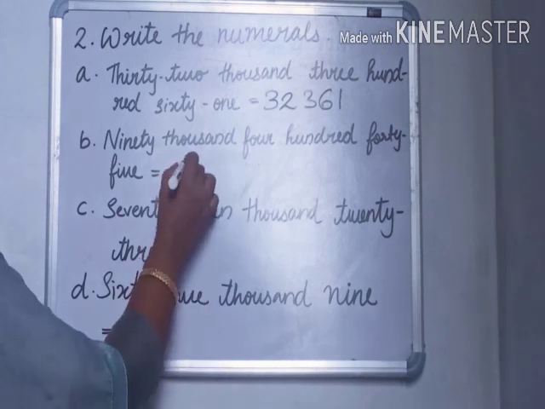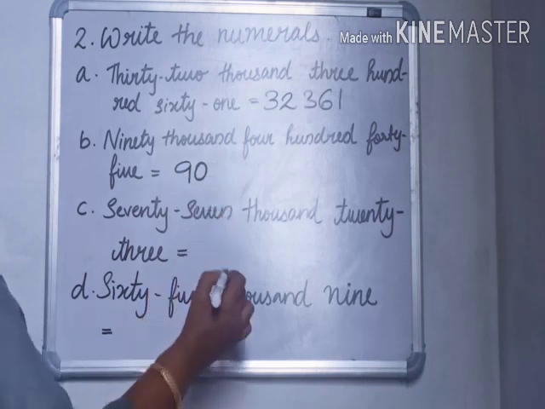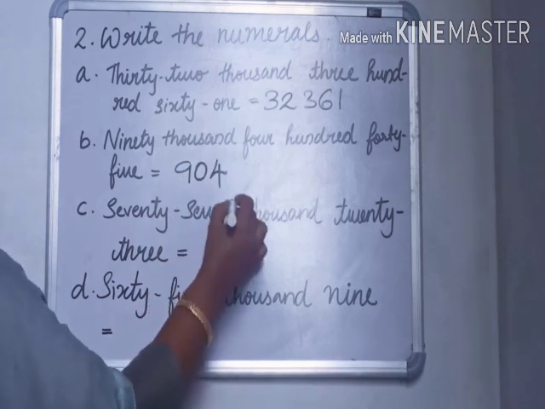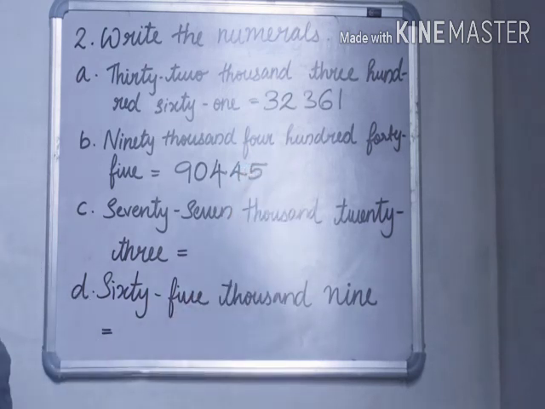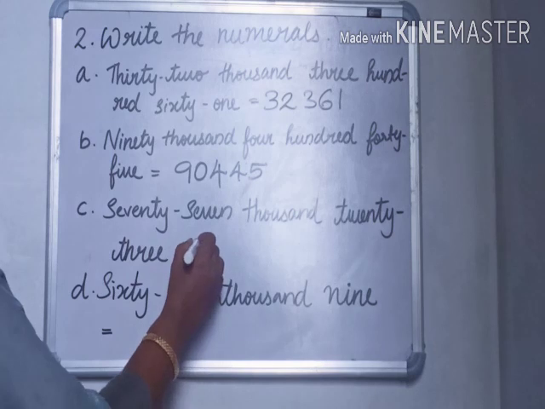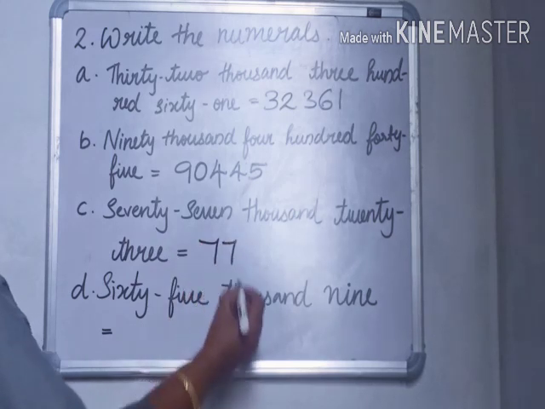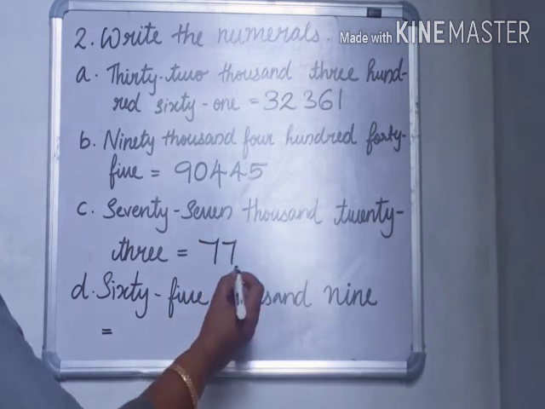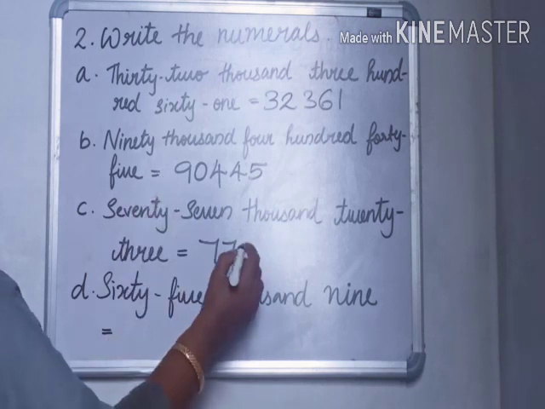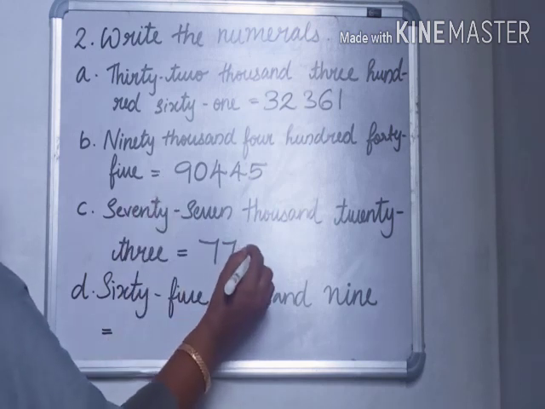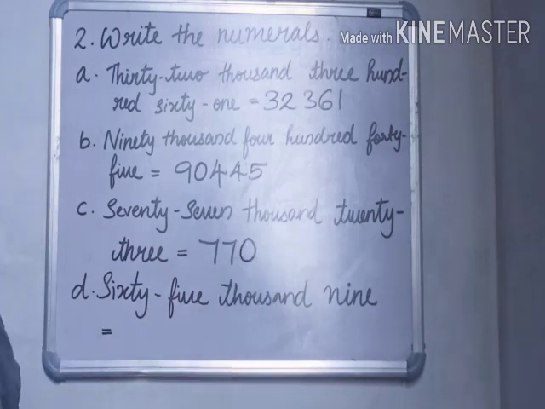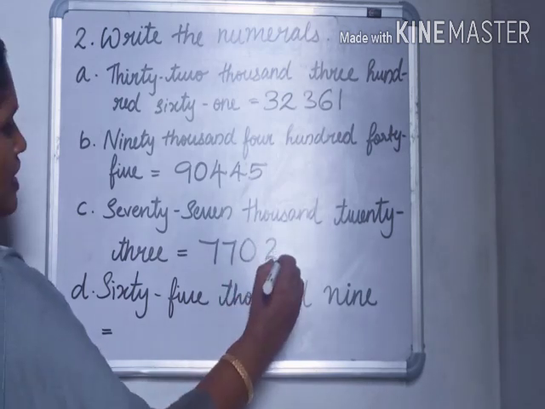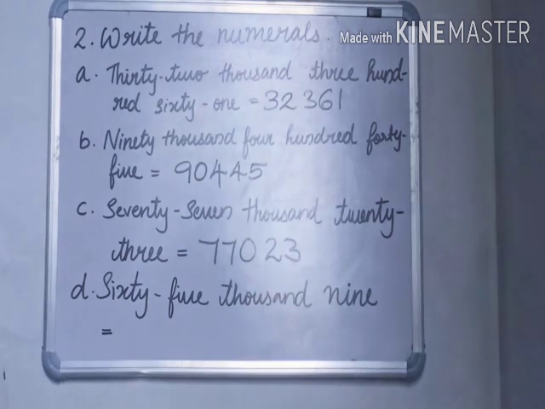B. 90,445. Next is 77,023. There is no number in hundreds place. Then what should we do? We should put one zero in hundreds place. Then 23. Clear?